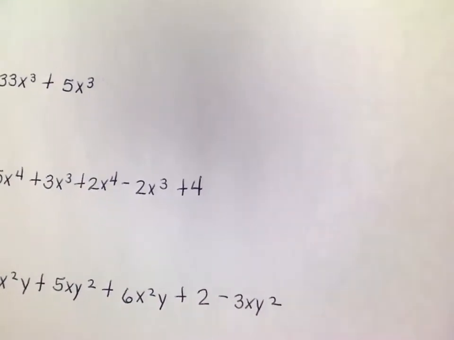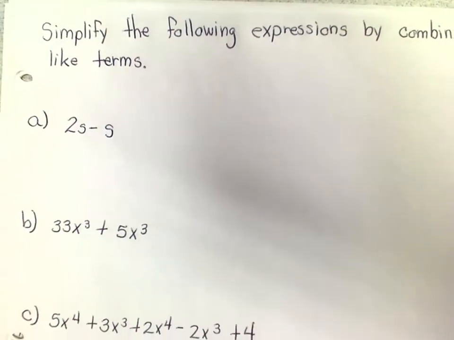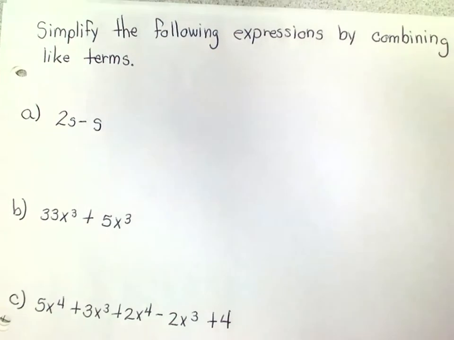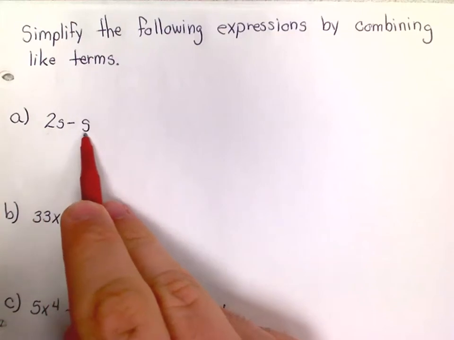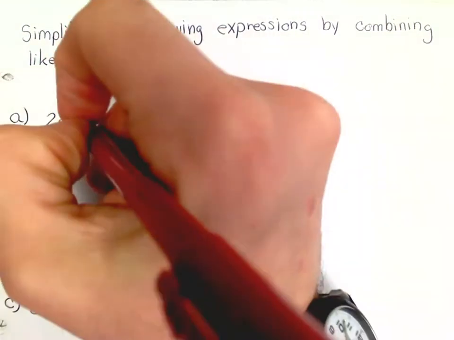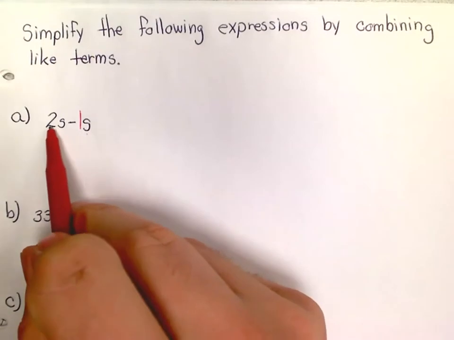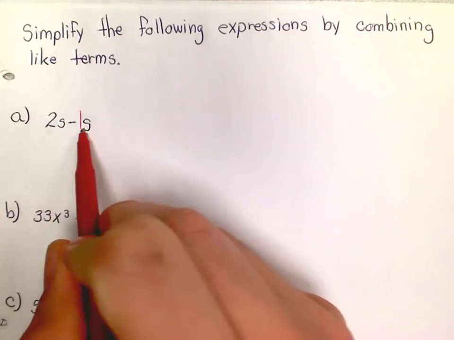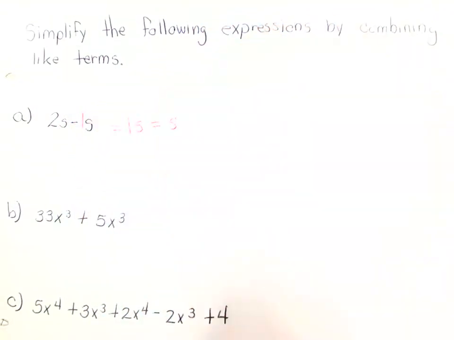And finally, let's talk about simplifying expressions by combining like terms. We have polynomials, and we need to combine like terms. So for part A, we have 2s minus s. As you know, there is a 1 in front of every variable. It does not have a coefficient already in front of it. So we have 2s minus 1s, or 2 minus 1 is equal to 1, and we'll attach our s to it. So it's 1s or just s.